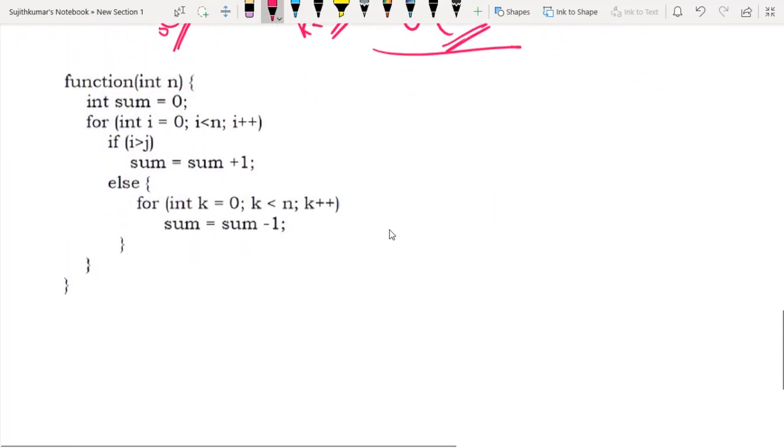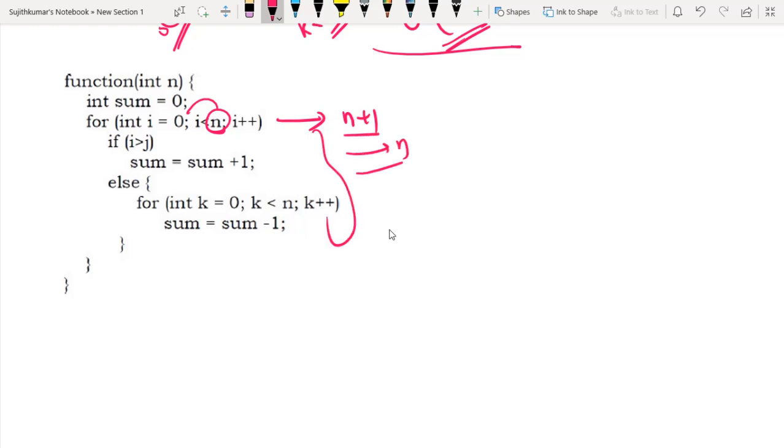Okay, super. So yeah, this is the last problem, guys. This will execute for n plus 1 times, n minus 0 plus 1. I think by this time you have to be very familiar with this. So everything will be executed for n times.